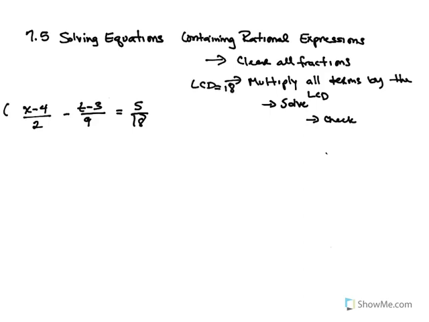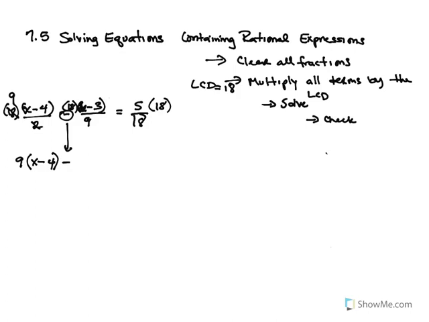So we're going to multiply every term by 18. Okay, so when I do that, what happens? Well, the 2 cancels with the 18 and would leave a what? A 9. So what's that look like? 9 times x minus 4, right? Make sure we understand this is an x, not a t. All right, so put those in parentheses. Then a minus, because it was a minus here, I'm just bringing it down.